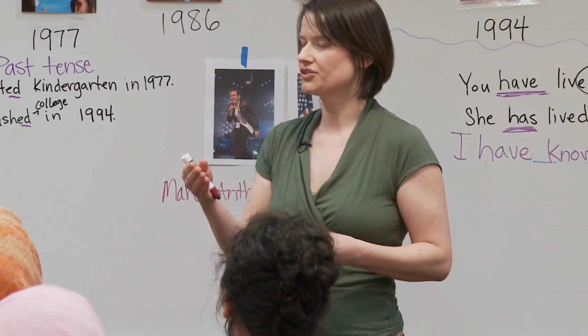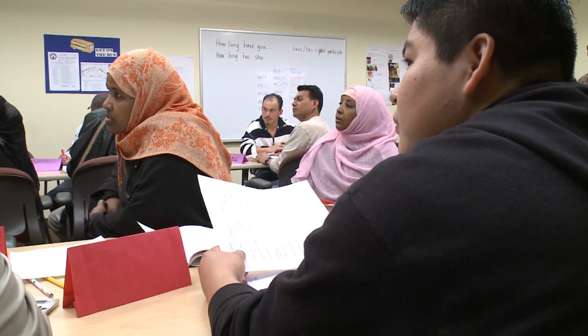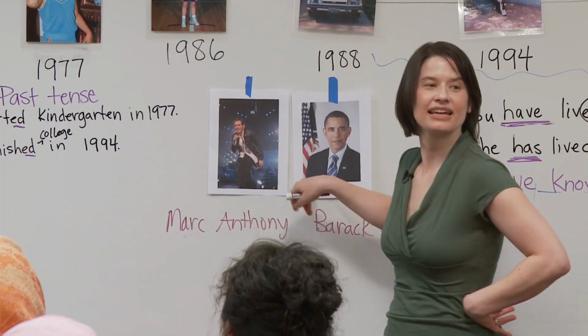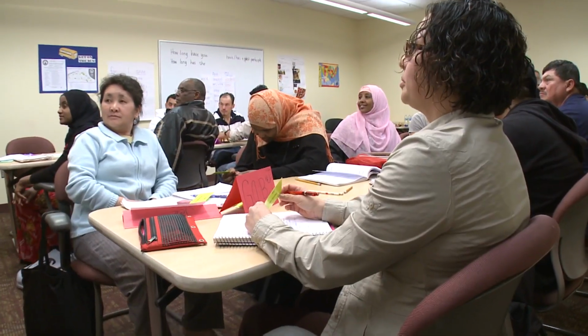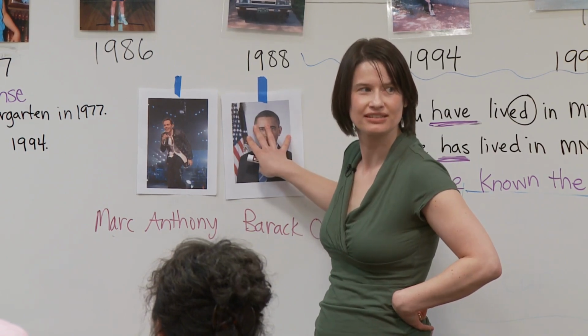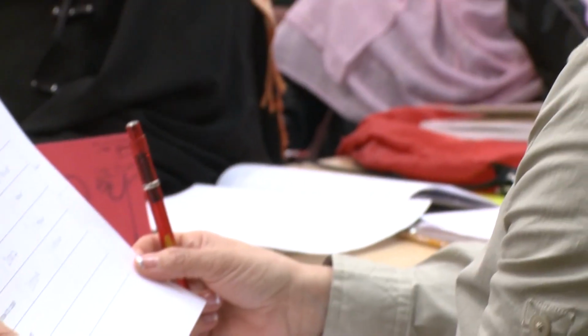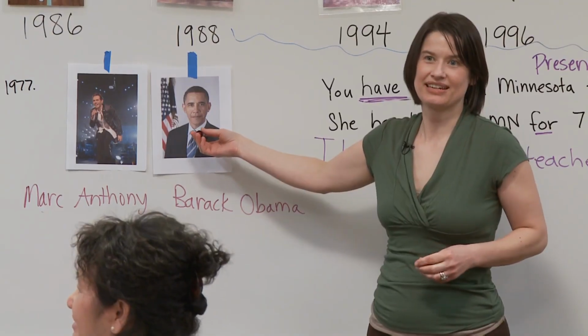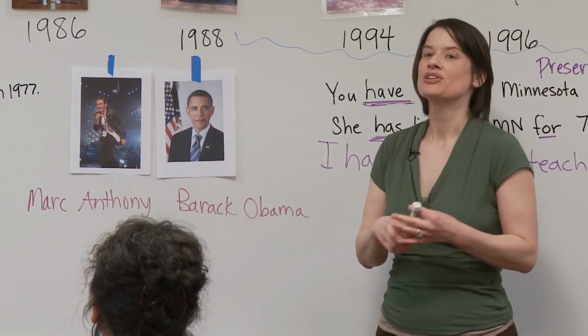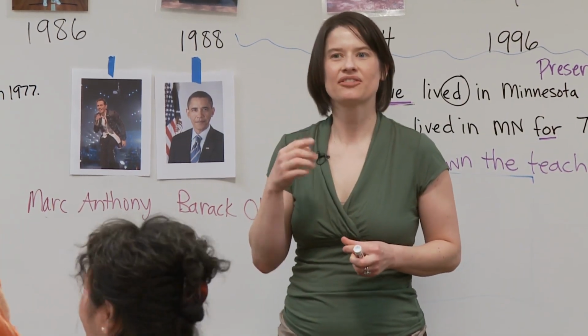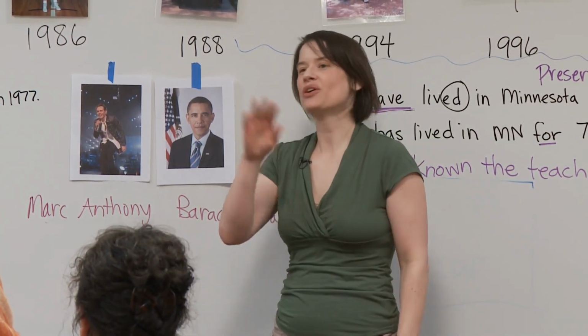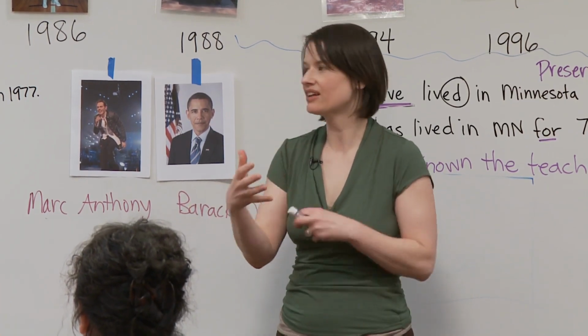Please talk to a partner and think about Mark Antony and Barack Obama. I want you to guess 4 things about each person. Let's think of one together. He has been president since 2009? Okay, so we're going to guess that. Okay, 4 things with a partner. You don't have to write. You just have to talk. 4 things, just guess. It's okay if you don't know him.